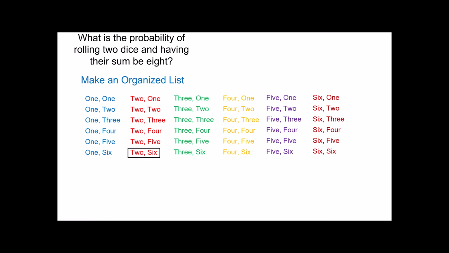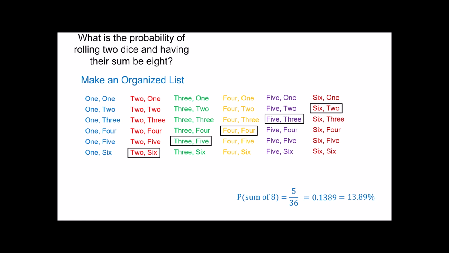Here's one for you, 2 and 6. Here's another, 3 and 5, 4 and 4, 5 and 3, and 6 and 2. There are 5 different ways for me to get an 8. And if I were to count up all the different solutions, there are 6, 6, 6, 6, 6. There are 36 different possibilities altogether. That means that my probability of getting an 8 is going to be 5 out of 36, which is 0.1389, or 13.89%. In my class, we would probably go ahead and round that off to 13.9%.